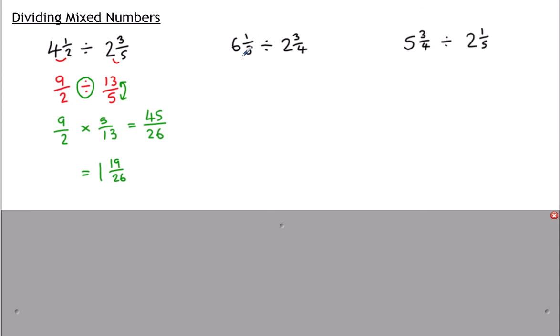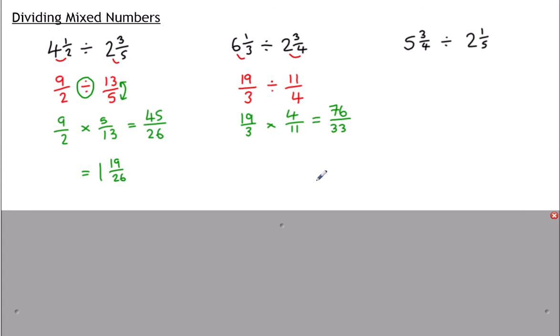If we have a look at another one, first job is always to make them improper. So 6 times 3 plus the 1 on top makes 19 over 3, divided by 2 times 4 and 3 on top makes 11 over 4. Then you've got to do your flip it upside down and multiply. So 19 over 3 times 4 over 11. So 19 times 4 is 76, and 3 times 11 is 33.